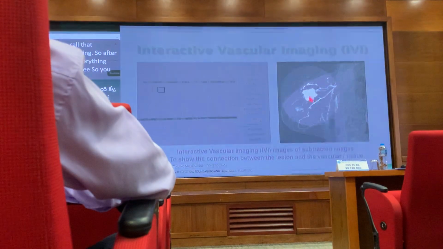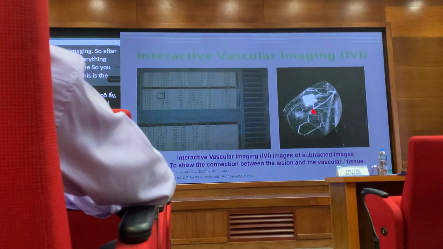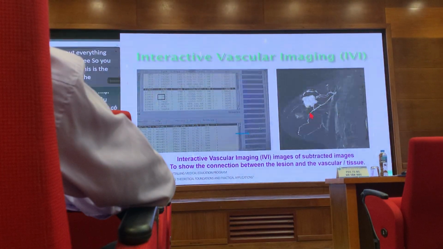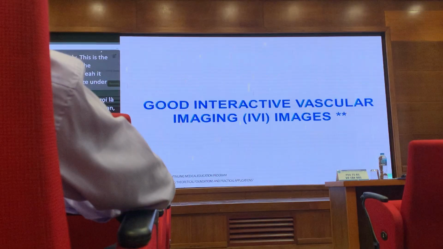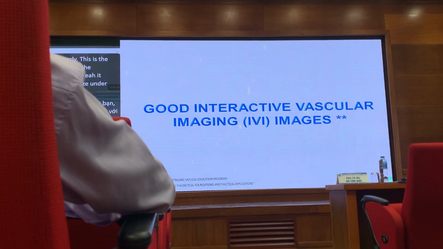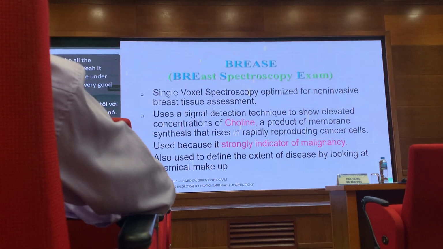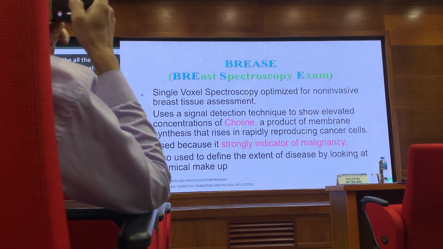This is the malignant cell with all the vascularity supplied to it. It will be very nicely visualized under MRI. So just now is a very good interactive vascular imaging. And another one is a breast spectroscopy exam.